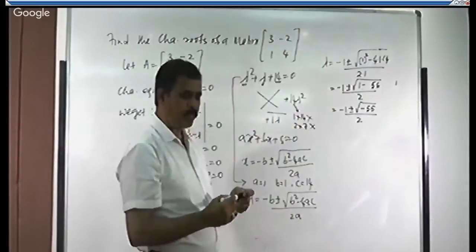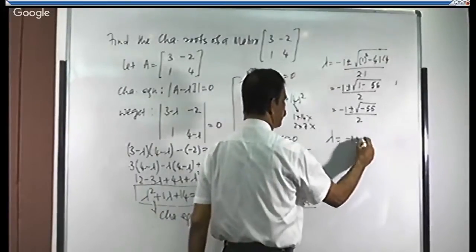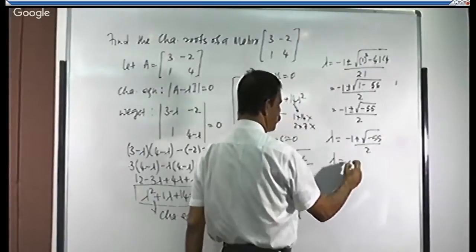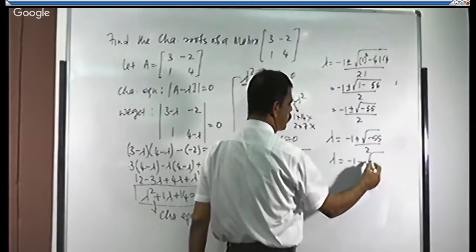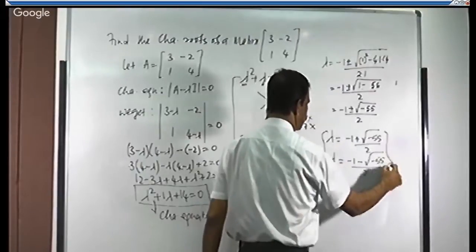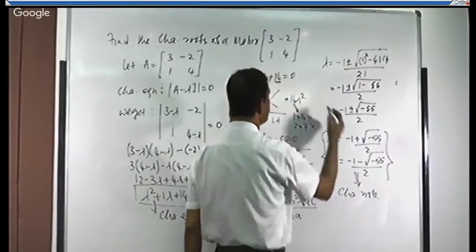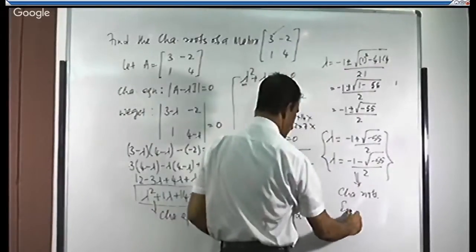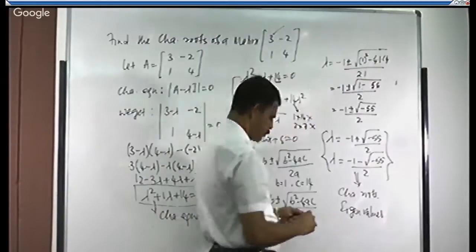For one value, lambda is equal to minus 1 plus root of minus 55 by 2, and another value is lambda is equal to minus 1 minus root of minus 55 divided by 2. These are characteristic roots of a given square matrix A. Otherwise, we can also call them eigenvalues of a square matrix.